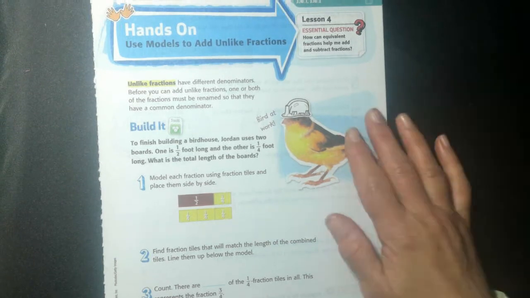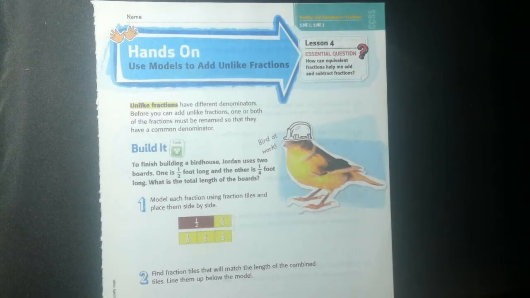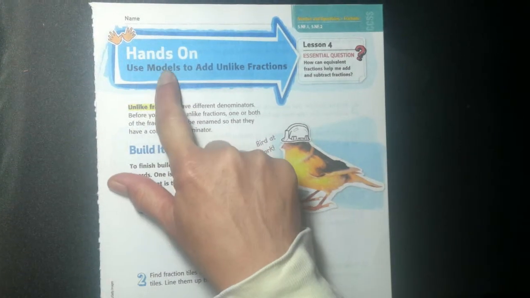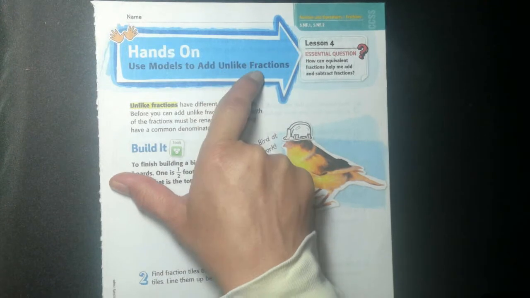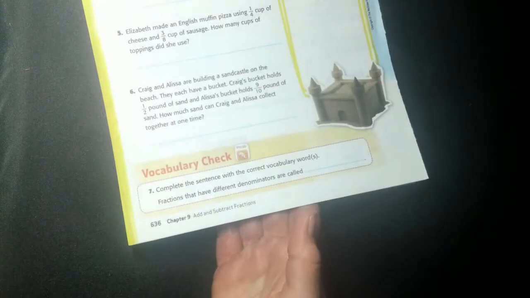We are doing Lesson 4, still Chapter 9. It's called Hands-On: Use models to add unlike fractions. Yay, we're getting to unlike fractions. How exciting. Page 631, we're going to go all the way through the homework, page 636. So get ready, get a pencil.